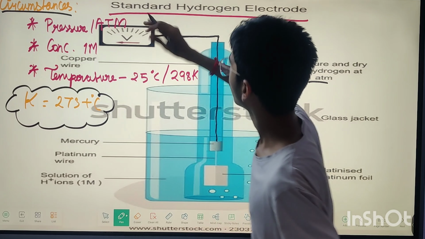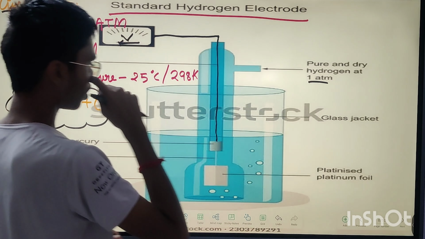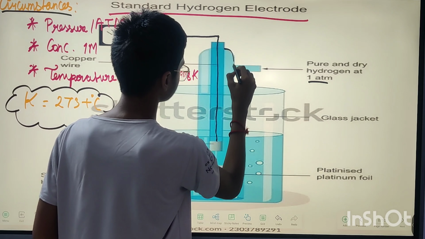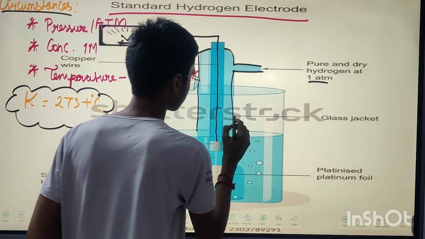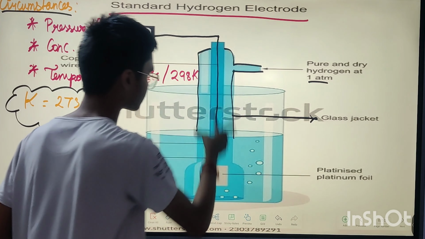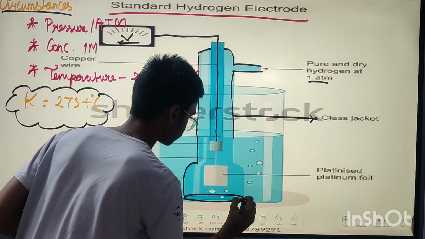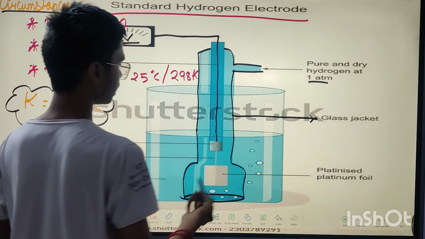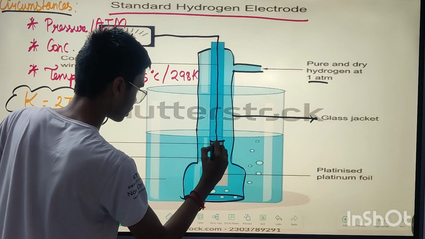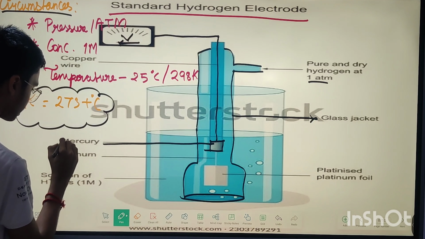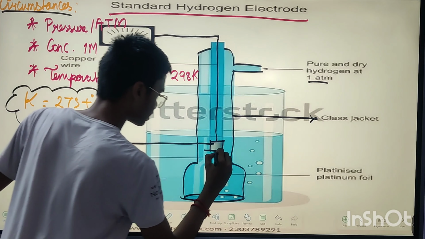And this is what the voltmeter is. It is saying V. It is showing some readings in it. Here is the glass tube. This total structure is known as the glass jacket. From here there is a knob-like thing that is actually known as mercury. Here it has mercury, and here is the platinum wire.